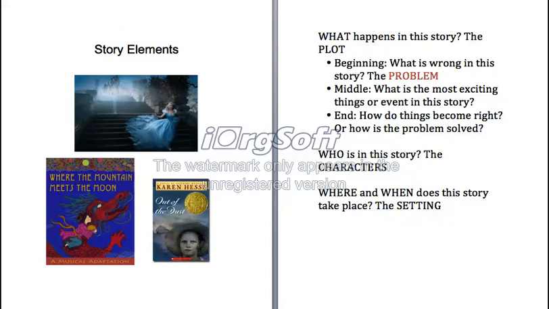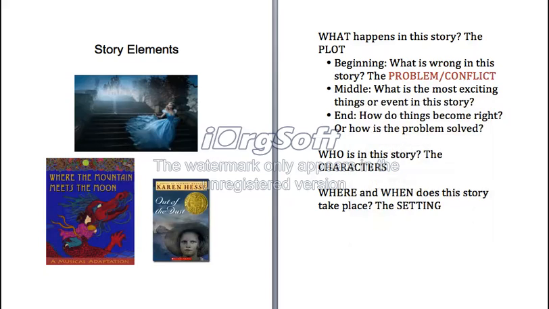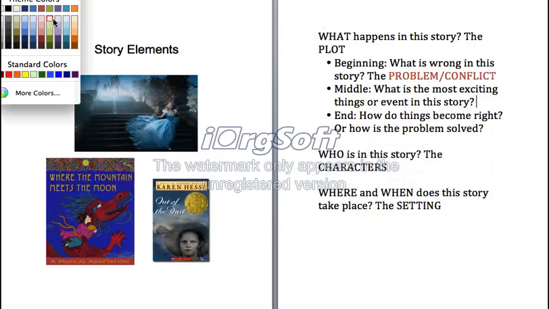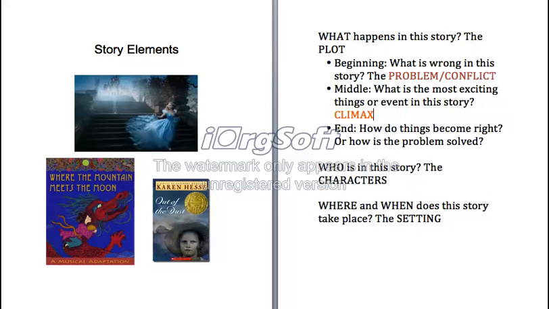The problem, or as you may have heard before, the conflict in a story is what's wrong with the story. What's wrong with the characters' lives? What's wrong, or what happens to the characters that needs to be solved? Okay, the next thing, and I'm going to make this orange because it's the most exciting part of the story, which is called the what? Think? Good. The climax. The climax happens in the middle of the story and is usually the most exciting part.